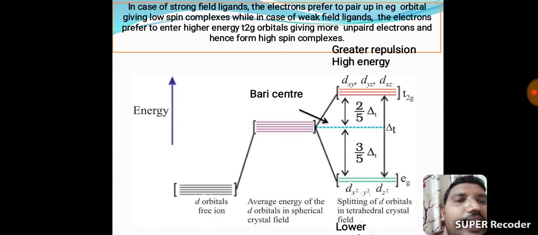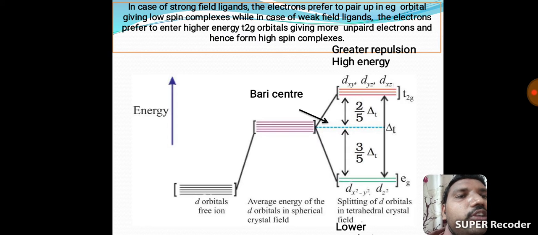See the tetrahedral geometry diagram. Energy is in increasing order. The d orbitals are 5 degenerate orbitals. These orbitals split into 2 sets, the T2G set and the EG set. T2G is excited because of the greater repulsion, higher energy. EG has lower repulsion, lower energy.